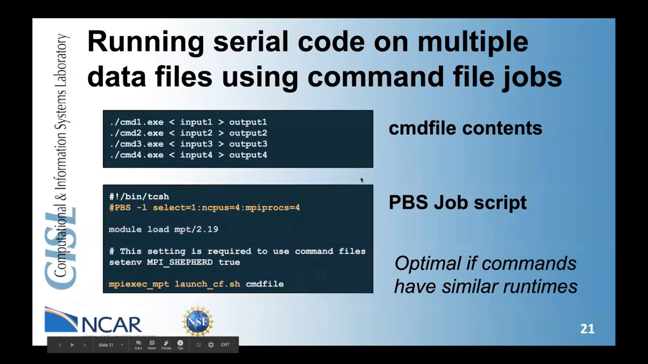And then the way you would launch that via PBS is in this little box below. So again, in this example, you'd select one node. I have 4 commands I want to run, so I'm asking for 4 MPI procs. And then I do mpiexec_mpt, and then I use this launch_cf.sh, which stands for launch command file. That's a little script we wrote that will basically take all of the work you have in your command file and run it in parallel.